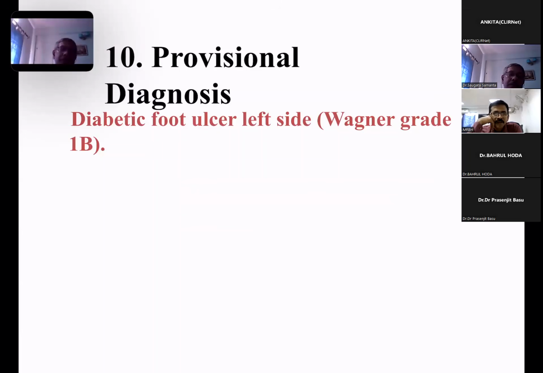So provisional diagnosis. It is a case of diabetic foot ulcer of left side of the lower leg, Wagner's grade 1B.